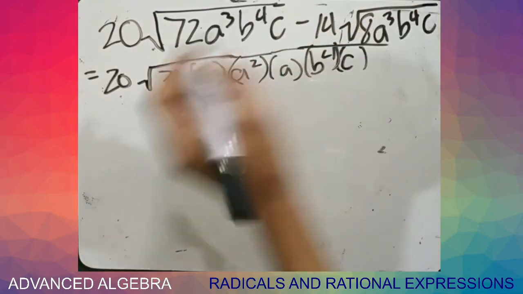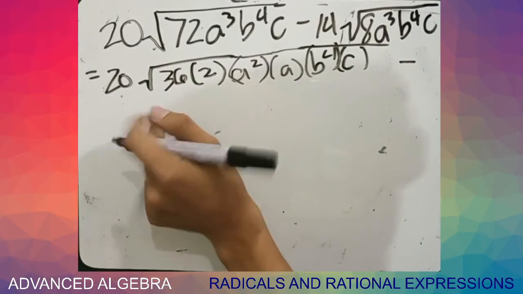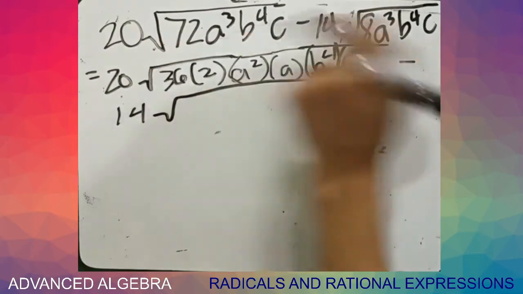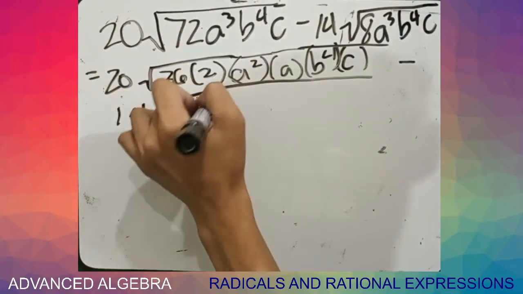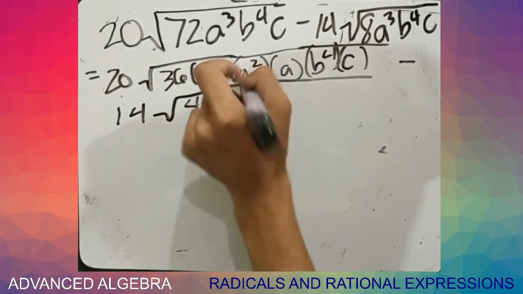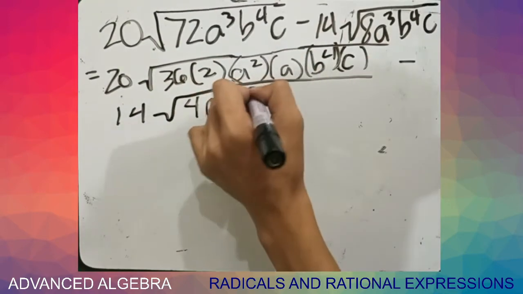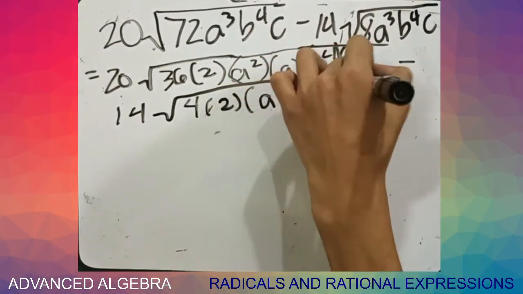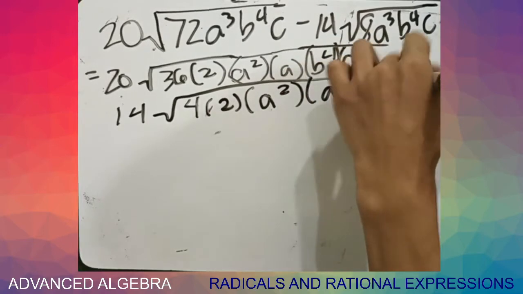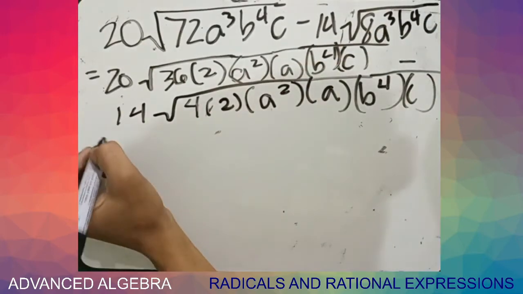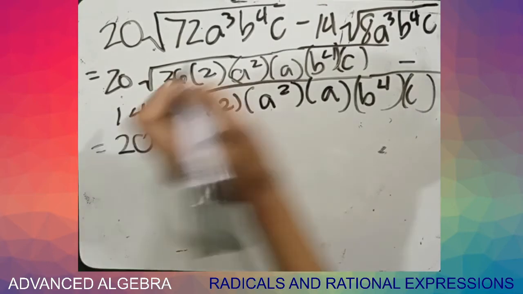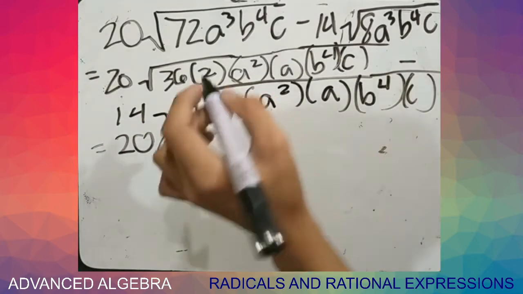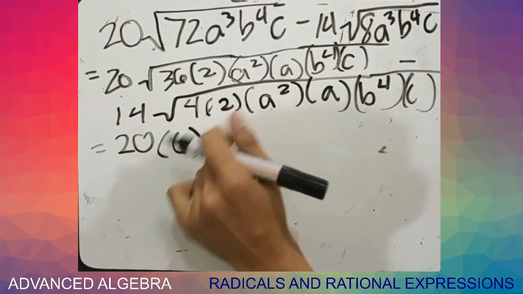So, medyo complicated ha. Okay, minus. So, lagay na lang natin sa baba para hindi tayo malito. 14 square root. Then, si 8, meron siyang perfect square root na 4 times 2. Then, si a cube, a squared din ba? A squared, tapos a, tapos b to the 4th power. Okay, next. Okay, so what is the square root of 36? 6. Okay, times natin sa 6. Tama ba? Okay, tama. So next.